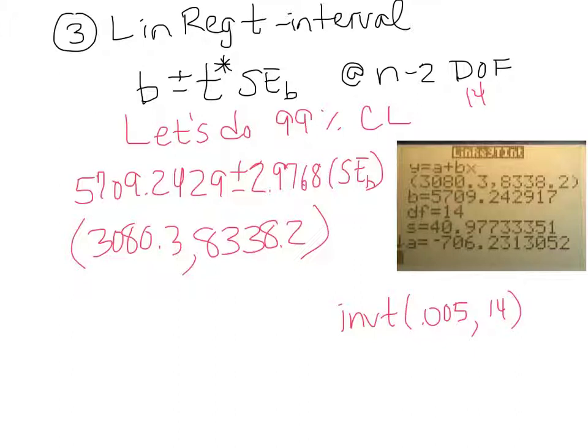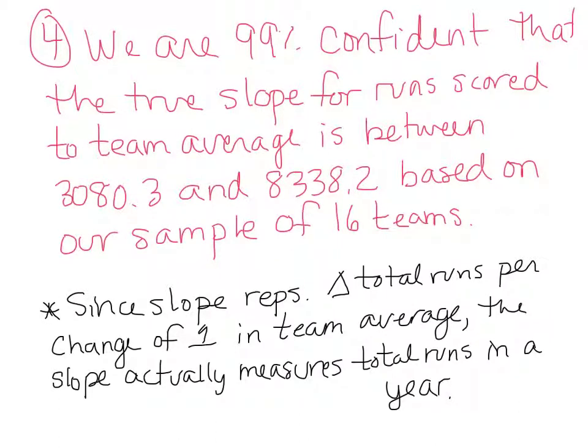Now time for a conclusion that's in context, sparing you the expense of having to watch me write this all out. I've written it out for you. So, typical conclusion: we're 99% confident that the true slope for runs scored to team average falls somewhere between 3080.3 and 8338.2 based on our sample of size 16 teams.